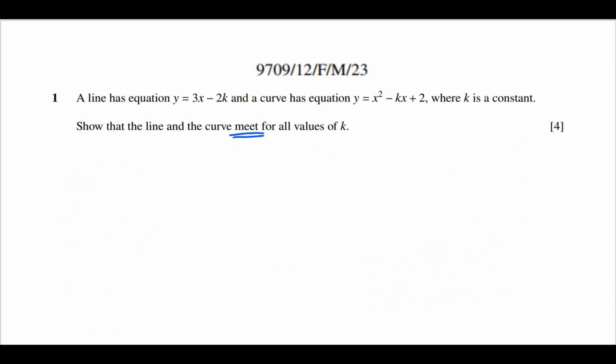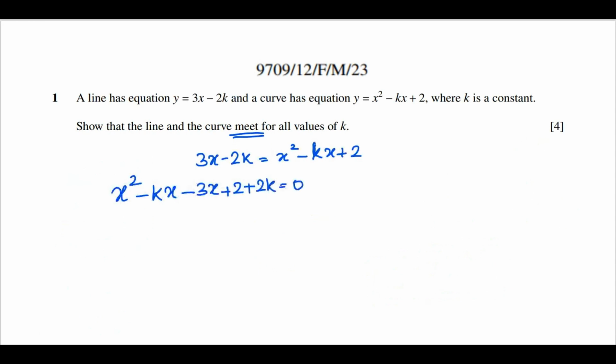For that, first let us equate both the equations. Now bring all the terms into one side. You will get x square minus kx minus 3x plus 2 plus 2k equal to 0. So combine the like terms: minus x multiplied by k plus 3, plus 2 multiplied by 1 plus k equal to 0.